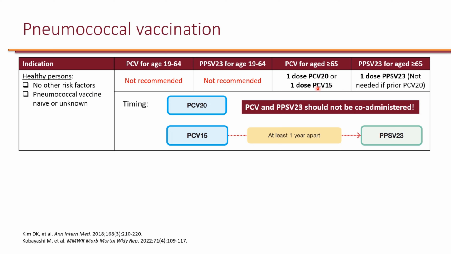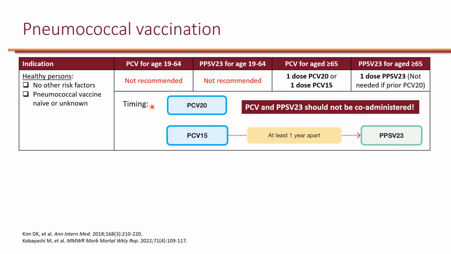So it doesn't matter which one they get. So both of these are now recommended for these individuals. Now, however, because there is a gap between PCV15 and 20, it is recommended that if somebody chooses to get PCV15, they should also get a dose of PPSV23 at least 1 year later. So it's important to note that PCV and PPSV vaccines cannot and should not be administered at the same time. There should be a large time gap between them, and that is recommended to be at least 1 year.